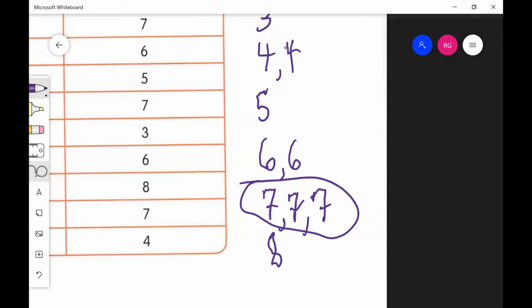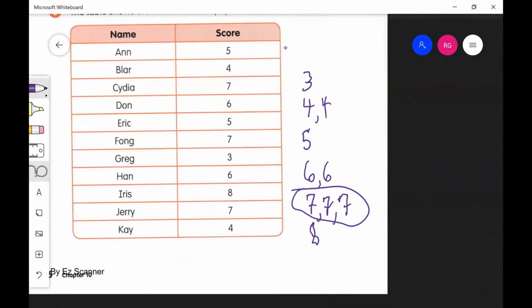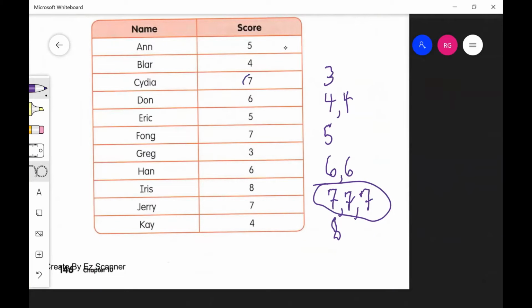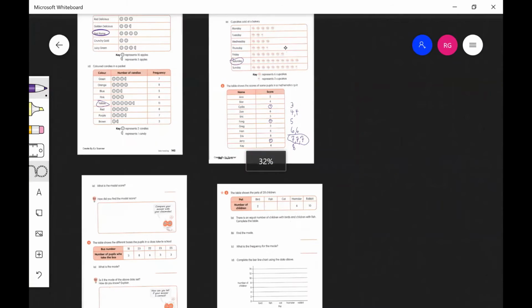The mode is 7. All right, so I guess I'm supposed to circle this, I guess I'll circle each of these, I suppose. I'm not sure exactly what they want us to do, but the mode is 7. Okay, so let's go to the next one.